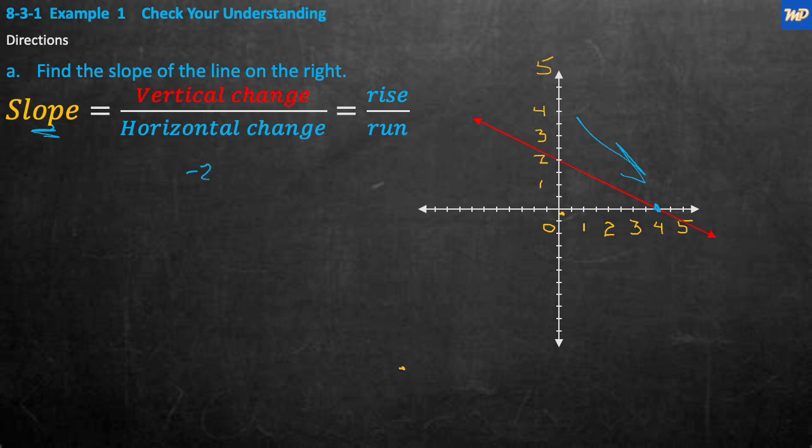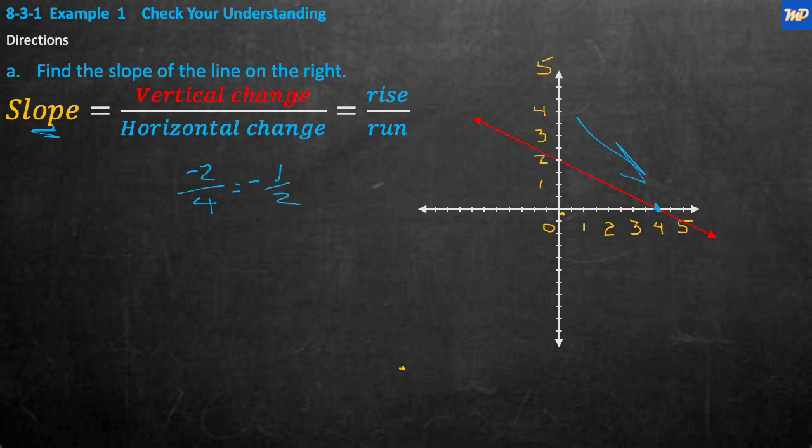So we're going to go down 2 and run. Our rise will be negative 2, and we'll run 4. When we calculate that out, it's going to be minus 1/2. That's the slope of this line. For every 2 we go to the right, we're going to go down 1.